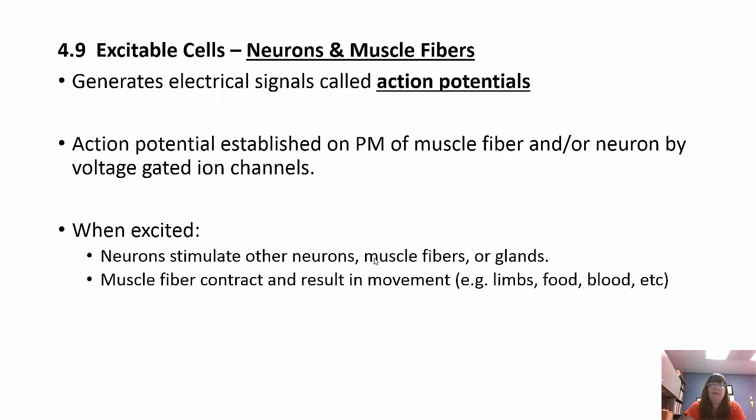So neurons and muscle fibers are excitable cells that generate electrical signals, which are called action potentials. Action potentials are established on the plasma membrane of the muscle fiber and neuron by voltage-gated ion channels. So when they're excited, neurons stimulate other neurons, or they'll stimulate muscles to contract, or glands to release whatever they have. Muscle fibers contract and result in movement. So we're going to talk about action potentials when we get to those chapters in detail. Trust me.